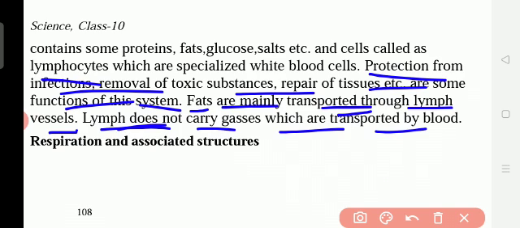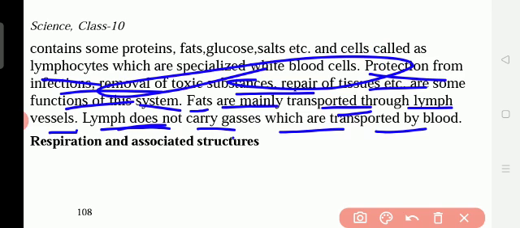Blood vessels carry which gases? Oxygen and carbon dioxide. And lymph vessels are carrying what? Fat. And how is the lymph formed? When the plasma is drained out of the blood vessel, it is mixed with the fluid in the cells and it makes the lymph.